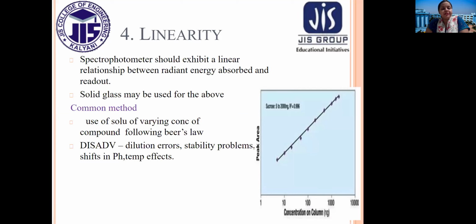Linearity. A spectrophotometer should exhibit a linear relationship between radiant energy absorbed and readout. Solid glass may be used for the above. A common method is the use of solutions of varying concentration of a compound following Beer's law. What are the disadvantages? Dilution error, stability problems, shifts in pH and temperature effects.